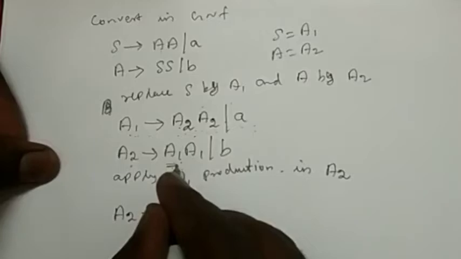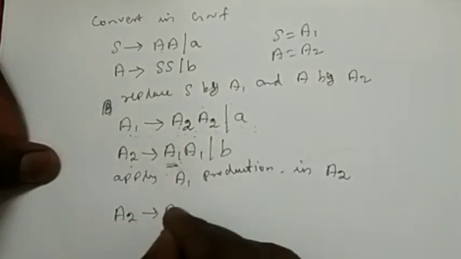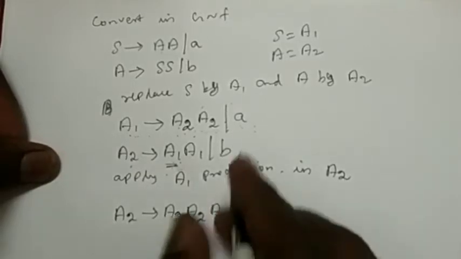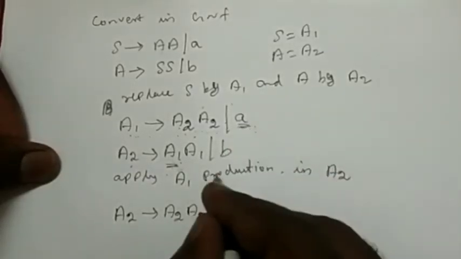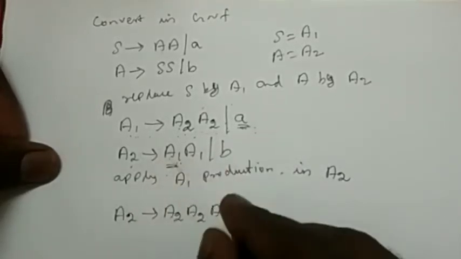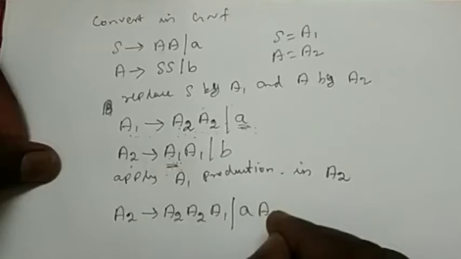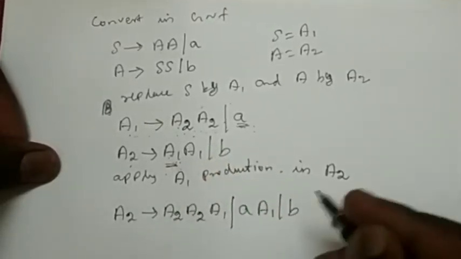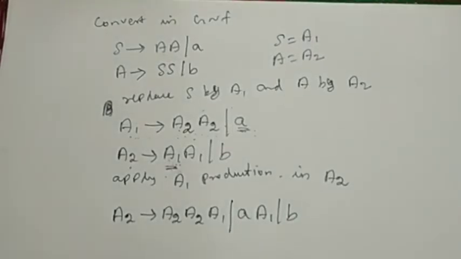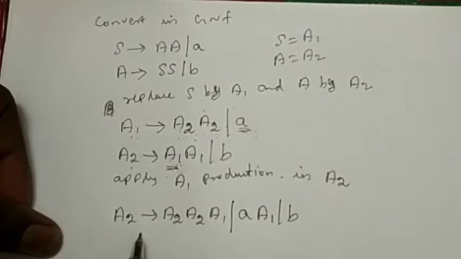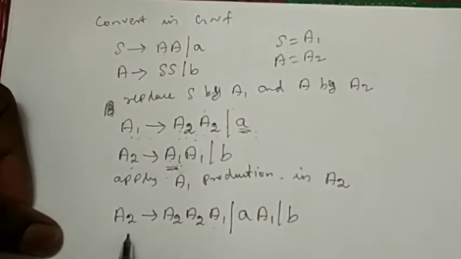So first A1 is replaced by A2 A1, and then A1 is replaced by A here. So when you replace A1 by A, it becomes A1, and the original production exists, A tends to B, so B. So this is the production. Now you have A2 tends to A2. Now this is called a left recursive production.